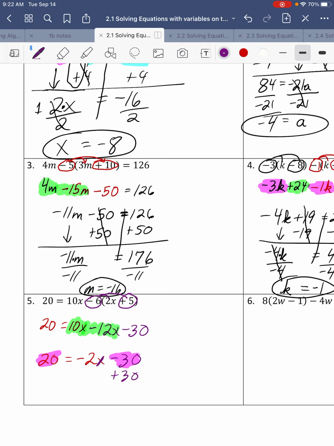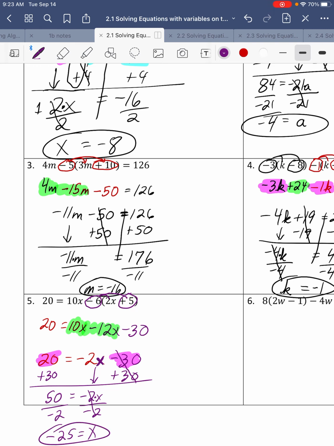We do the opposite, move everything away from the variable. So adding 30. -30 plus 30 is 0. -2x is going to come down. 20 plus 30 is 50. And then we have multiplication, so divide by -2. x is going to equal -25.